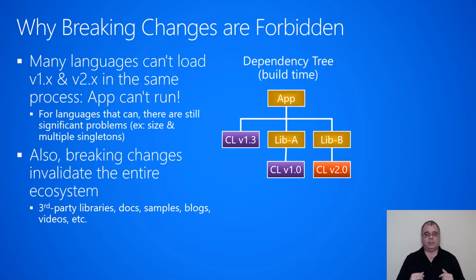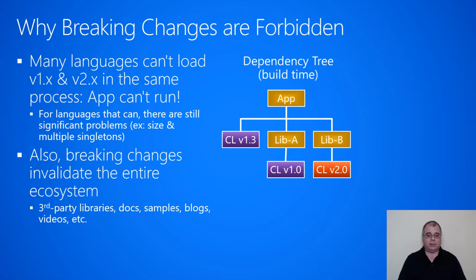So let me explain a little bit more about this. The first bullet here: many languages can't load two different versions of a library at the same time. Let's say that we have a client that's building their application, and the customer's application takes a dependency on some client library, version 1.3. And the application also takes a dependency on a third-party client library, we'll call it library A, and that library takes a dependency on the same client library, but version 1.0.